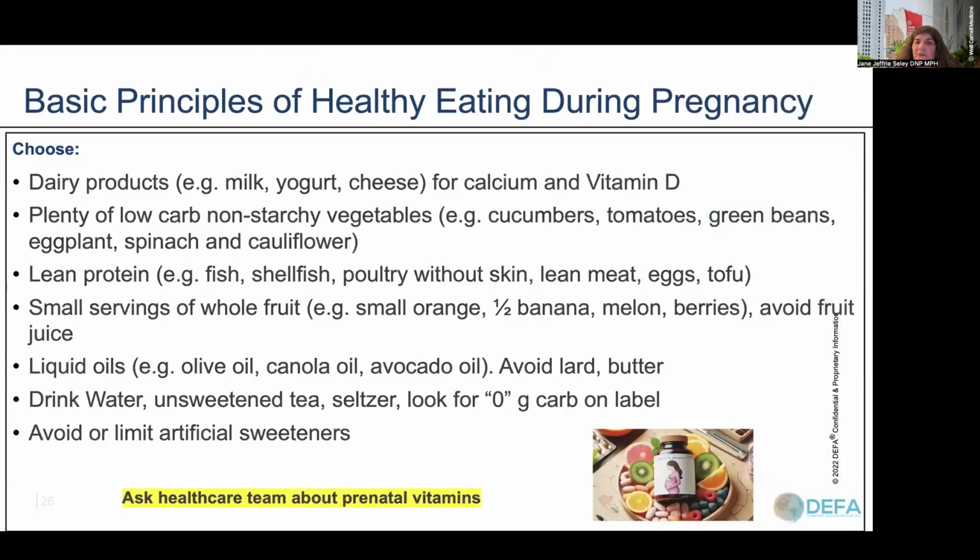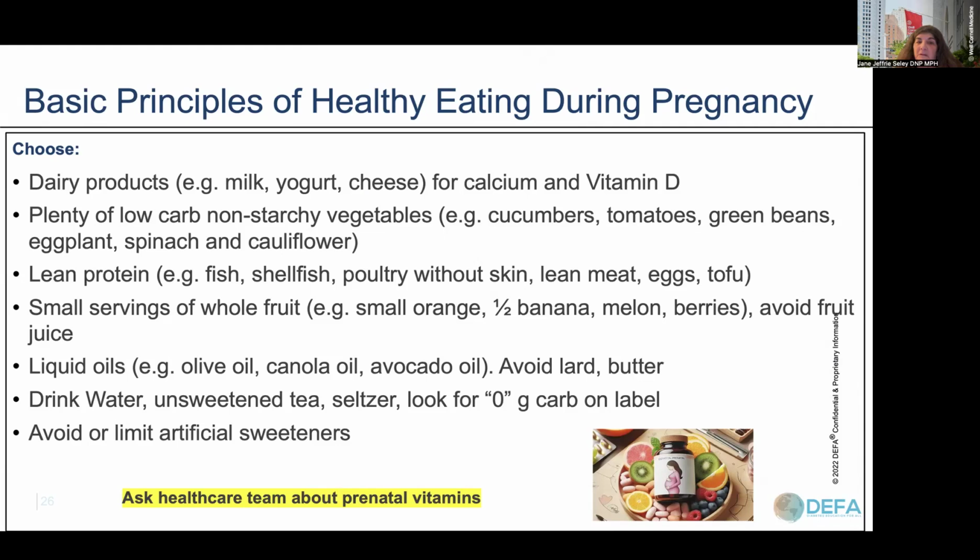So, basic principles of healthy eating during pregnancy. They need extra dairy products to get their calcium and vitamin D, so milk and yogurt do need to be measured. Cheese does not. Plenty of low-carb starchy vegetables. They don't need to be measured, and that will help people feel full and get lots of vitamins and minerals.